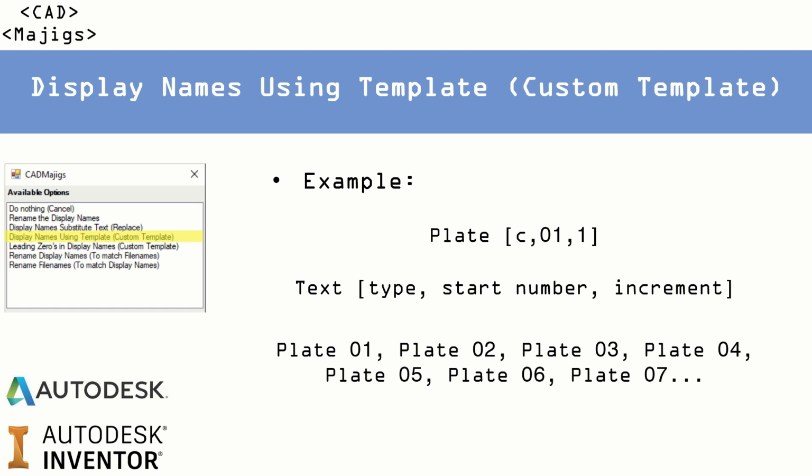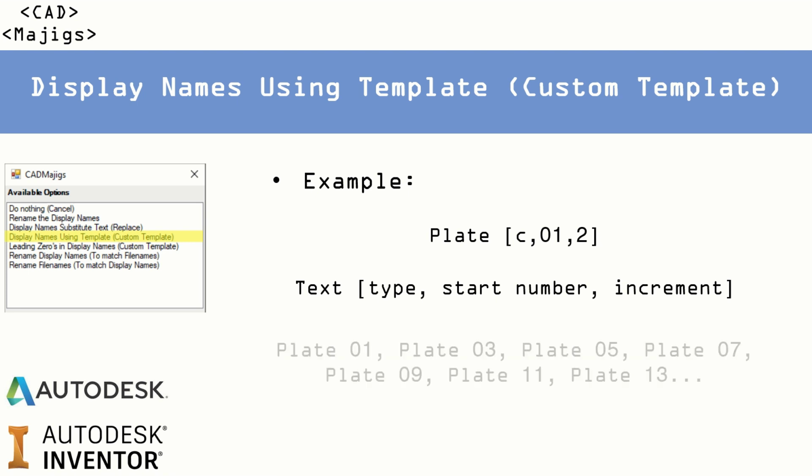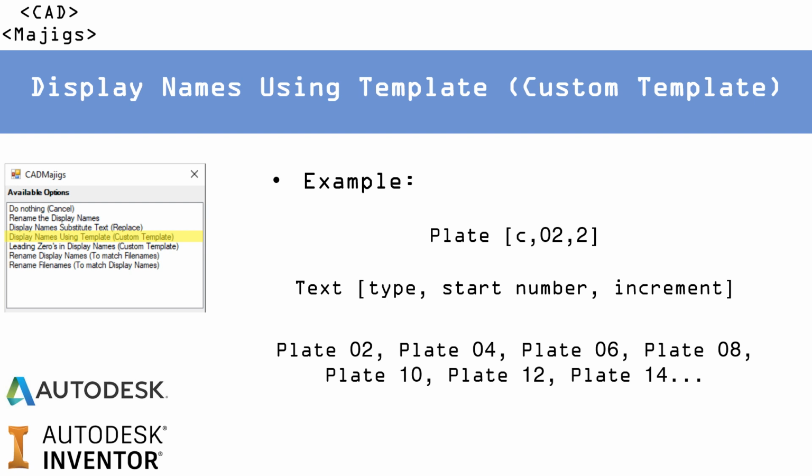Let's see if we can tweak the field for some more control. For example, changing the increment to 2 results in plate 1, plate 3, plate 5, etc. Adjusting the start number to 2 delivers even numbered sequences like plate 2, plate 4, plate 6, and so on.